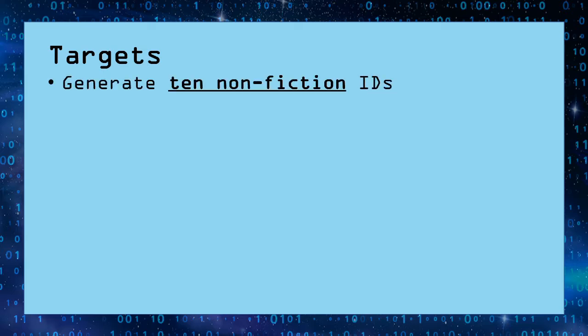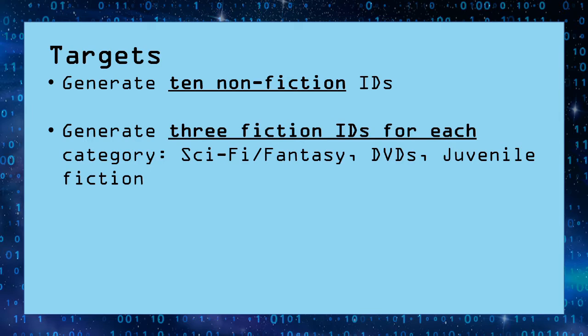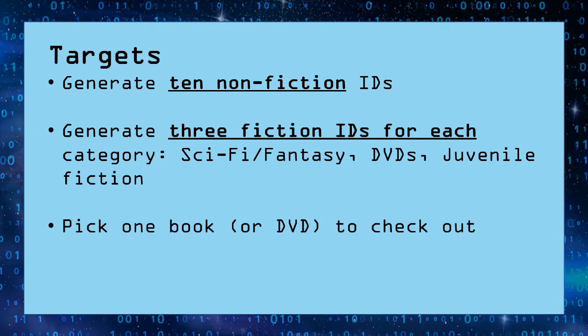Now then, my targets. I will generate 10 nonfiction IDs and 3 fiction IDs for each of the following 3 categories. 1, sci-fi fantasy; 2, DVDs, because my library has a DVD section and it fits well enough with the randomization; and 3, juvenile fiction, to mix things up and go to a section I really don't use. And then ultimately, when I've found all these books and DVDs, I'll pick one of them to check out, the most winsome, interesting, etc.